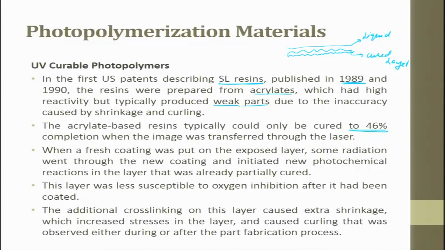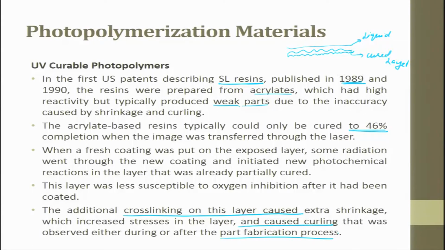This layer was less susceptible to oxygen inhibition after it had been coated. So this is the coating which is there. The additional cross link on this layer caused extra shrinkage, which increases stress in the layer and caused curling that was observed either during or after the part fabrication process.